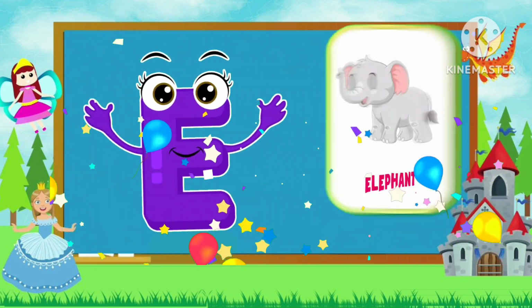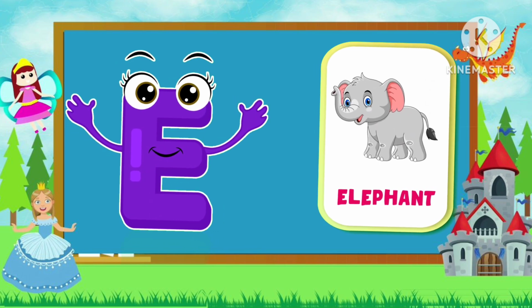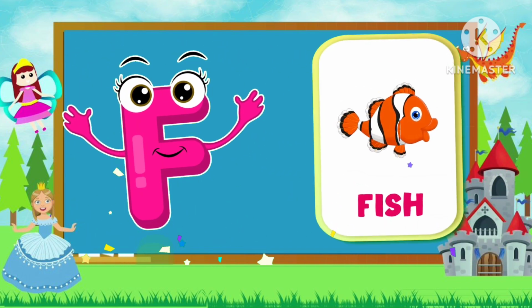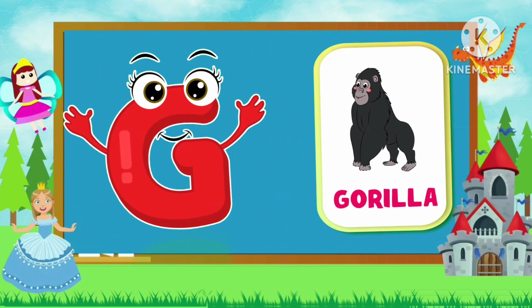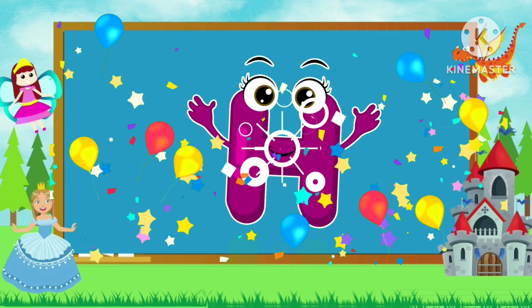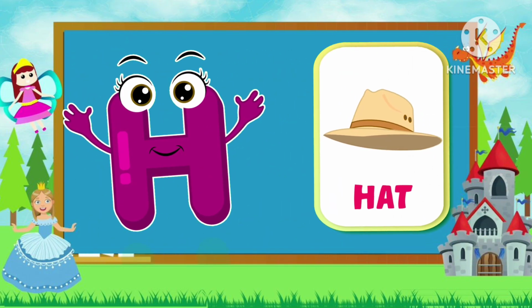E is for elephant, elephant. F is for fish, fish. G is for gorilla, gorilla. H is for hat, hat.